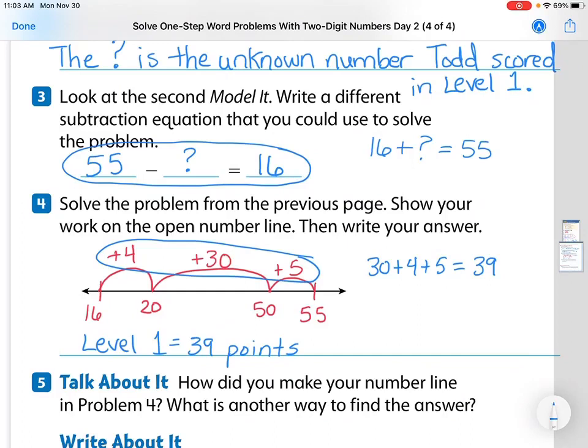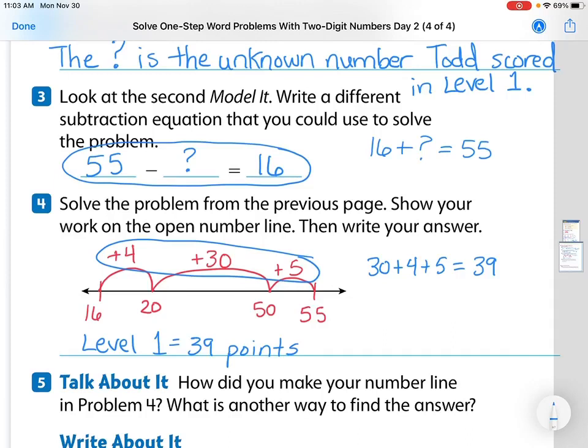Okay, I hope that you solved the problem using the number line. Some of you may have done subtraction on your number line, and some of you may have done like I did and went with the counting up or addition strategy. And it doesn't really matter which way you did it as long as you got the correct answer.